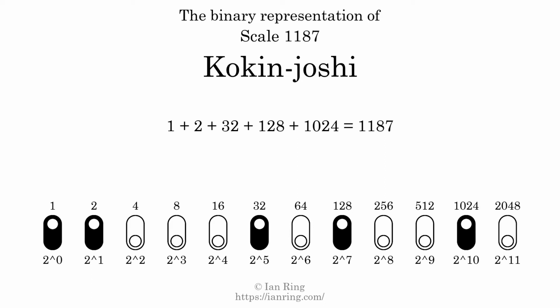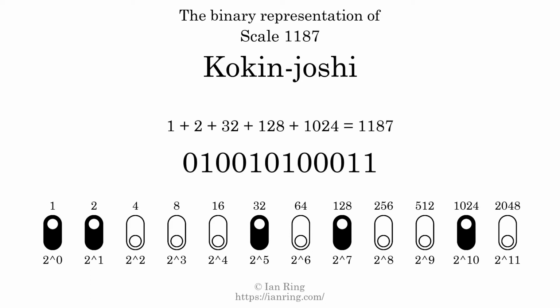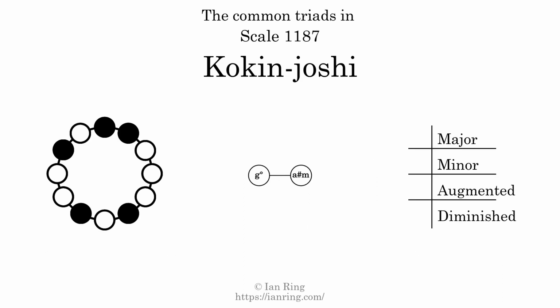1187. The scale number not only enumerates the scale with a unique index, but it also literally describes the tonal content of the scale. Represented as a binary number in base 2, the scale number is 010010100011. Here are the common triads present in this scale.